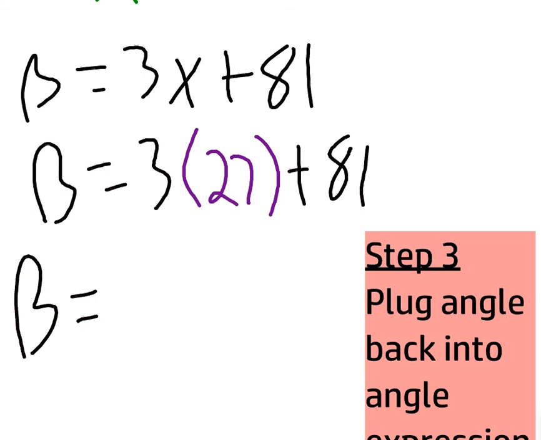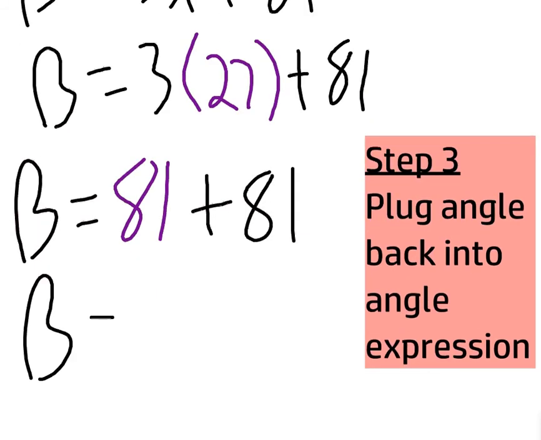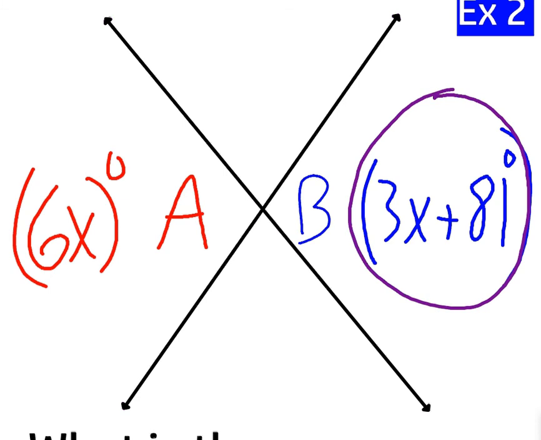All right, so what's 3 times 27? We kind of just determined that. 81, yeah. So we get 81 plus 81. What is 81 plus 81? Good, 162. Remember the answer's in degrees. Original diagram, then we could relabel this as 162 because that's what we just found it to be, which would also be angle A.